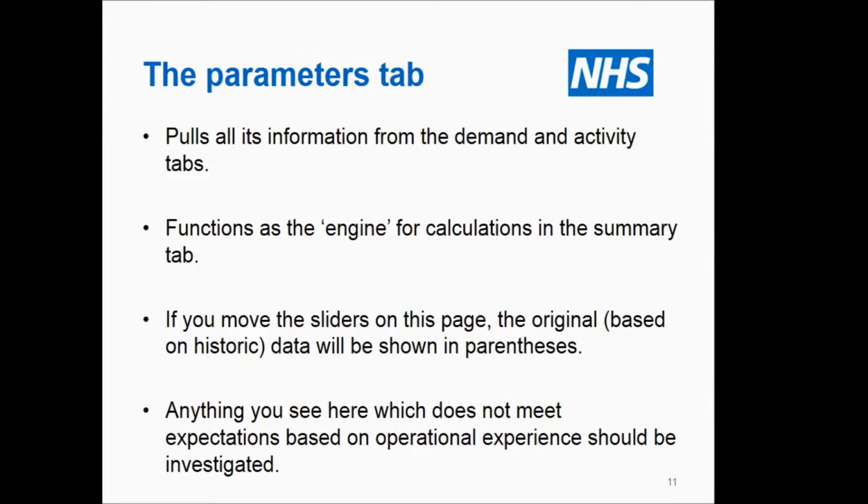The Parameters tab pulls all of its information from the Demand and Activity tabs, and the information on this page effectively acts as the engine for the calculations in the Summary tab. The sliders are normally set to pull data from historic values entered onto the Activity and Data tabs. If you do choose to enter the data manually, the original and historic values will be shown in parentheses. We recommend that you record the rationale for using alternative values if you're doing so. Anything you see here which does not meet expectations based on operational experience should be investigated.